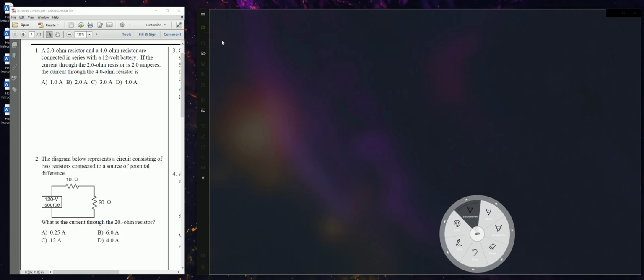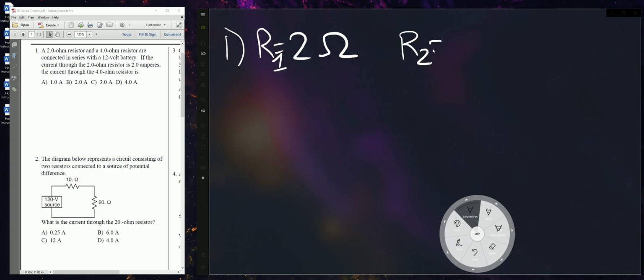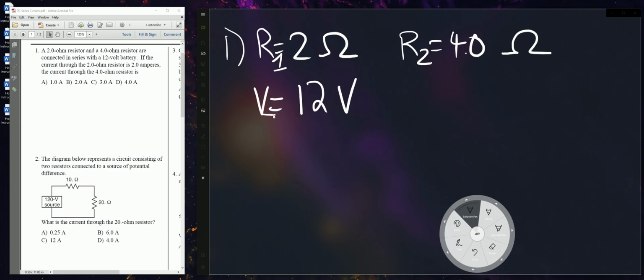So now let's see, number 1, a 2 ohm resistor and a 4 ohm resistor. So resistance of 1 is 2 ohms, resistance of 2 is 4 ohms, are connected in series with a 12-volt battery. So your voltage is 12 volts. It's not voltage through 1, not voltage through 2, but your total voltage. If the current through the 2 ohm resistor is 2 amperes, the current for the 4 ohm resistor is what? So what is your current for the second resistor?